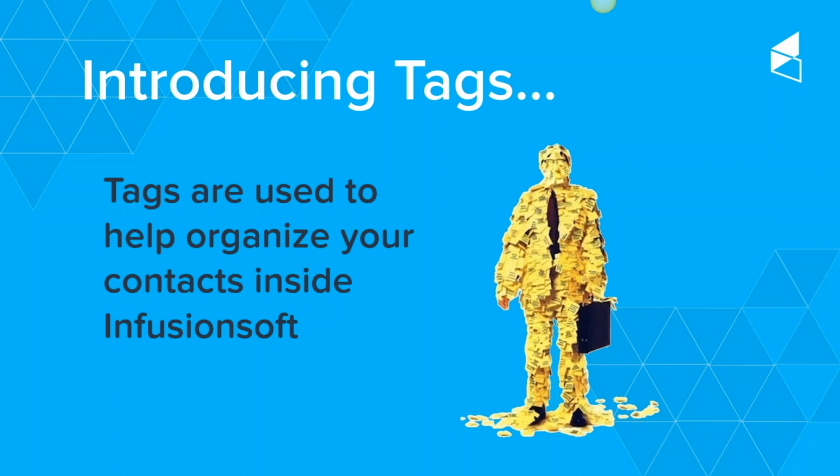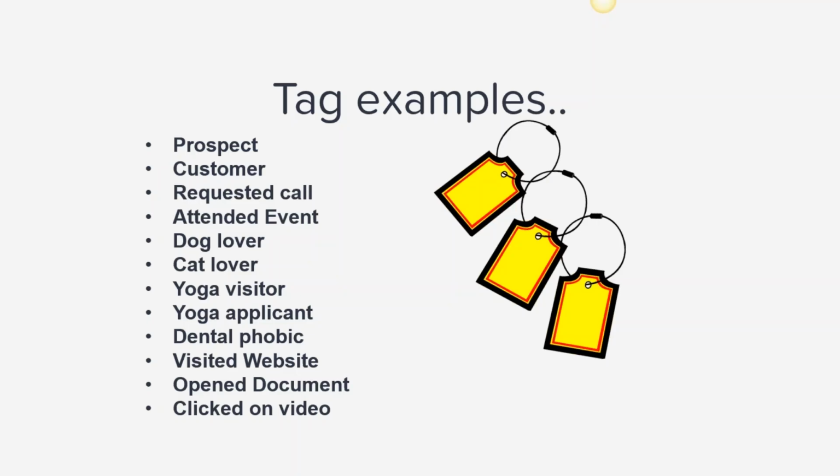So I mentioned tags. Tags are used to help organize your contacts inside Infusionsoft. Here are some tag examples: prospect, customer, dog lover, cat lover, a dental phobic. All of these are nouns, person, place, or thing, but we also have the verb, the action. So we have attended, requested, visited, opened, and clicked.